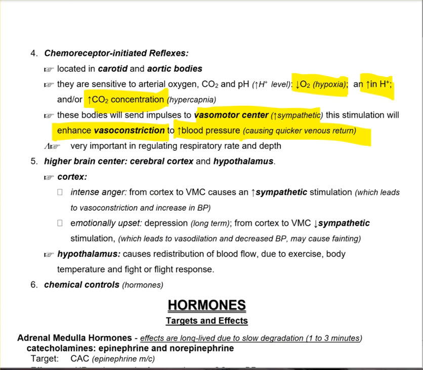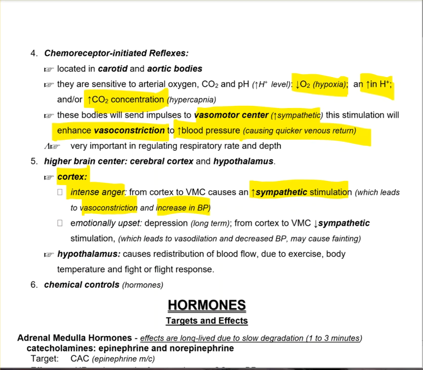Now, your brain can also cause changes. So if you have intense anger, that can cause sympathetic stimulation. That'll vasoconstrict and increase blood pressure. Think of someone who's so mad, they're getting so angry, their face starts getting all red, their blood pressure is increasing. You can just see their blood pressure increasing.